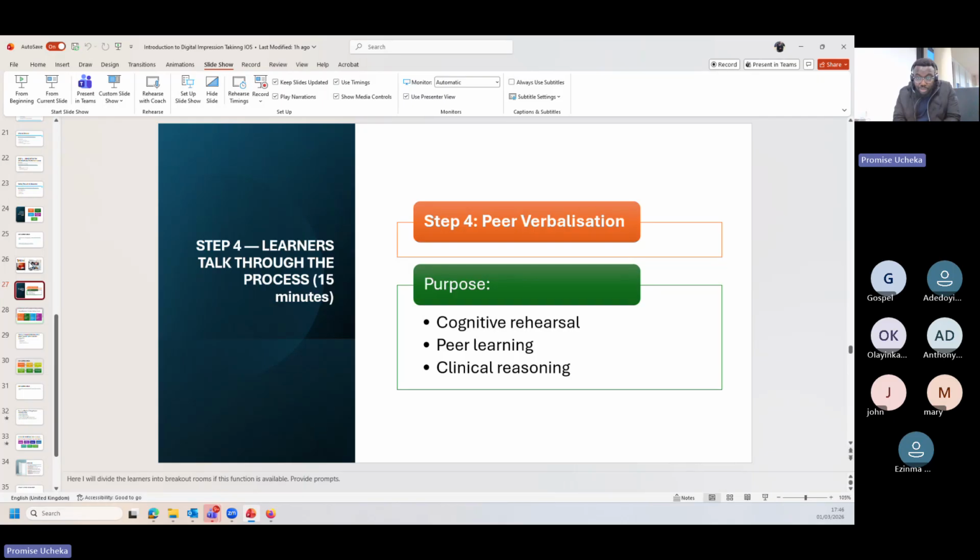So how many people do we have on the call? 1, 2, 3, 4, 5, 6, 7. So I'll put you in 2 rooms, just to save time. And then in your room, you will speak to each other to see what you remember from the process of digital impression taking. Start from the whole thing, like when your patient comes in, how do you assess the patient, how do you position the patient, and what do you do step by step. I'll put you in breakout rooms now, and then we could do that cognitive rehearsal.